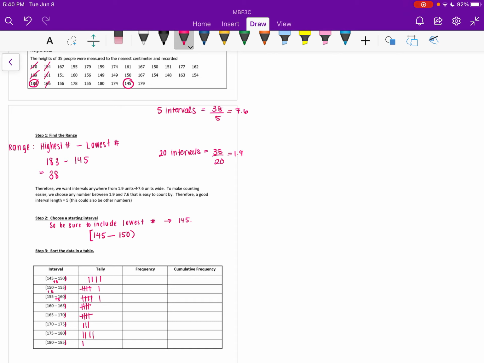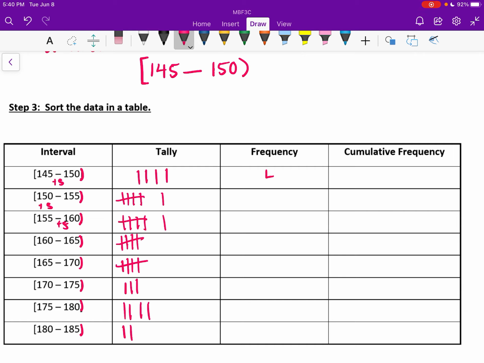So that's how I just did it. I just tallied them all up, and then I wrote what the frequency was, so I just wrote it as a number. So I wrote 4, 6, 6, 5. I just counted the tallies for each column. 3, 4, oops, I made a mistake somewhere. 4, should be 5, 5. 5, 5, 3, 4, 2, right?